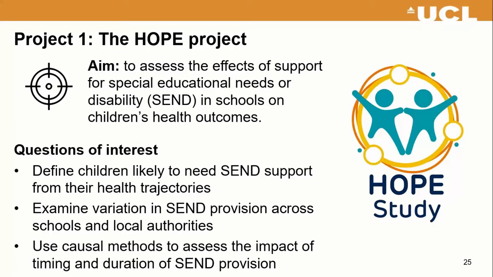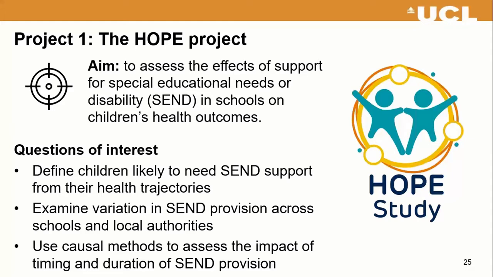So the first project that I'm going to talk about today is the HOPE project, and the aim of this project is to assess the effects of support for special educational needs or disabilities in schools on children's health outcomes. There's been quite a bit of research that looks at the impact of children receiving SEN support on their educational attainment, but what hasn't really been studied is the broader effects in terms of health and well-being. Partly that's because, as Nicholas said, it hasn't been possible before the ECHILD database to link the administrative health and education data. The HOPE project is just getting underway at the moment.